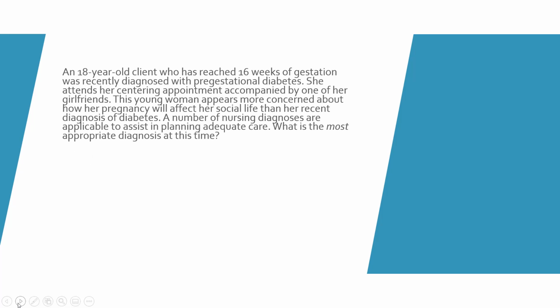Let's look at the final question. An 18-year-old client who has reached 16 weeks of gestation was recently diagnosed with pre-gestational diabetes. She attends her centering appointment accompanied by one of her girlfriends. This young woman appears more concerned about how her pregnancy will affect her social life than her recent diagnosis of diabetes. A number of nursing diagnoses are applicable to assist in planning adequate care. What is the most appropriate diagnosis at this time?